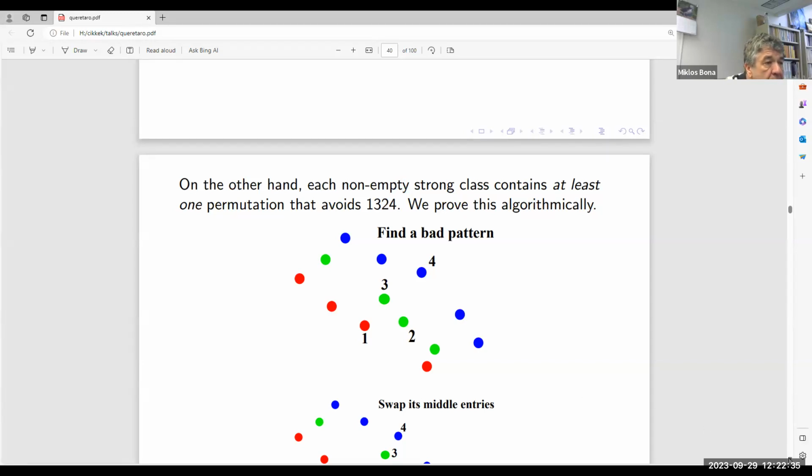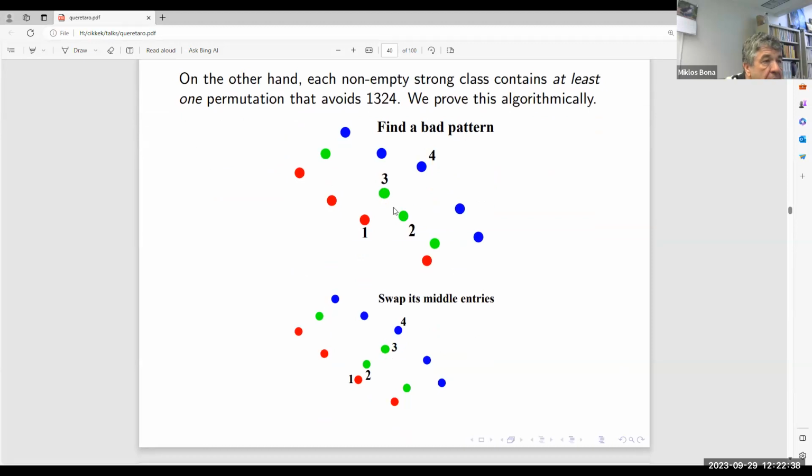So swap those two middle entries. So this 3 and 2, I swapped them. So I destroyed that bad pattern, but maybe there are others, and maybe I created new ones, who knows? So I keep doing this. And once this procedure stops, once this algorithm ends, then there's no more bad patterns to destroy. So I obtained a 1, 3, 2, 4 avoiding permutation without leaving the class because I didn't touch the red or blue entries. So the question is, why will this algorithm stop? How do I know that it stops?